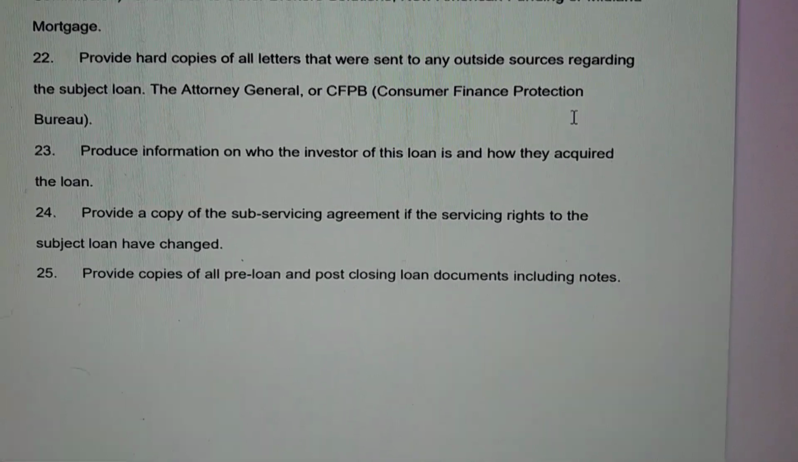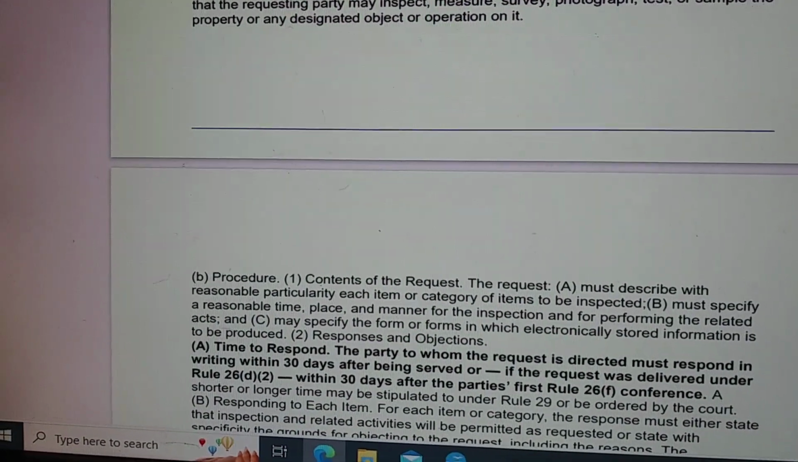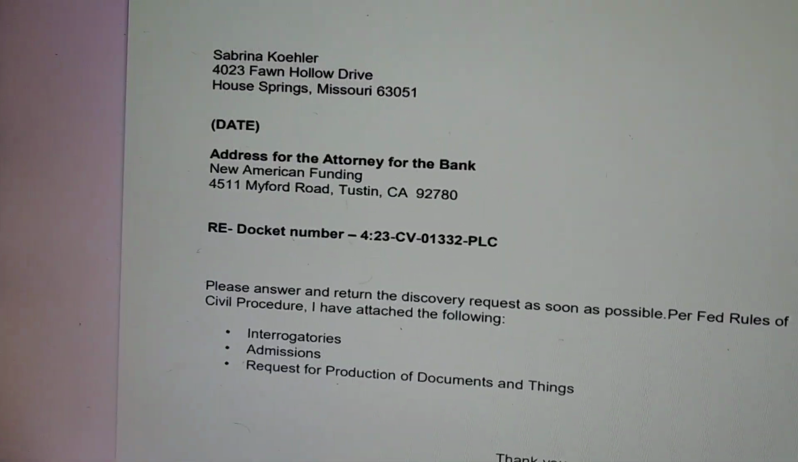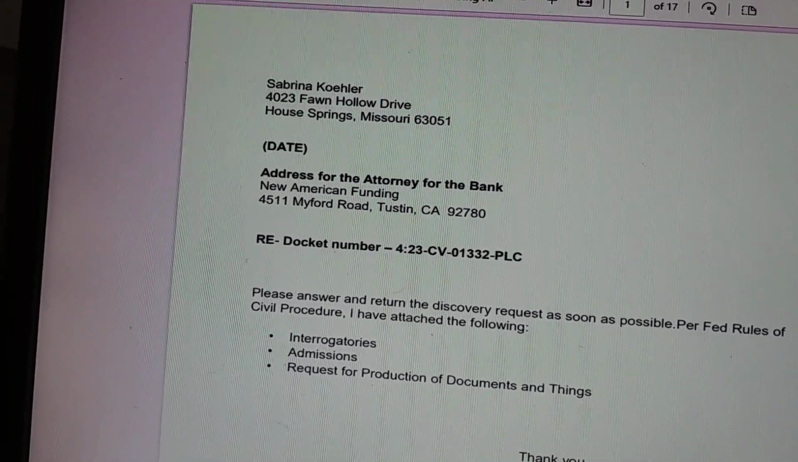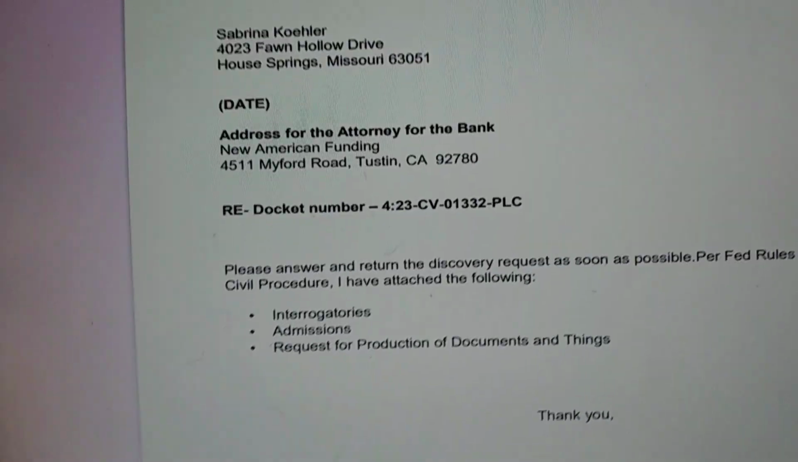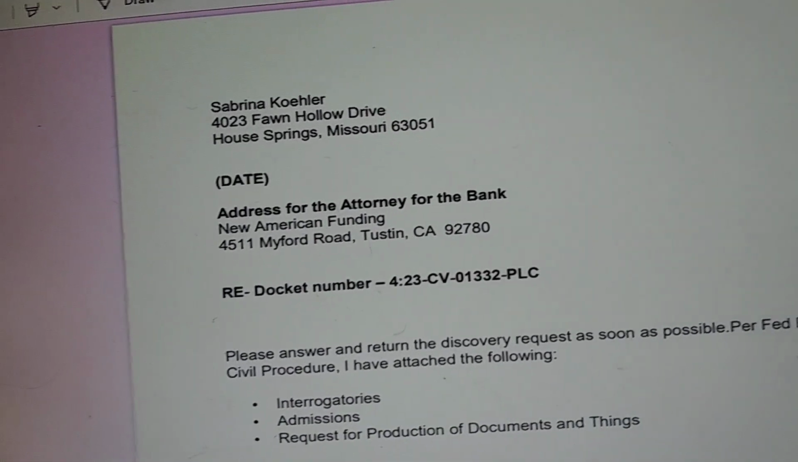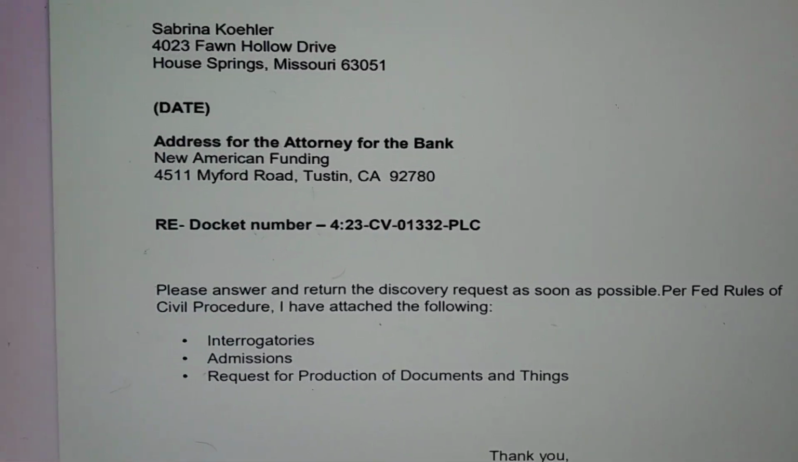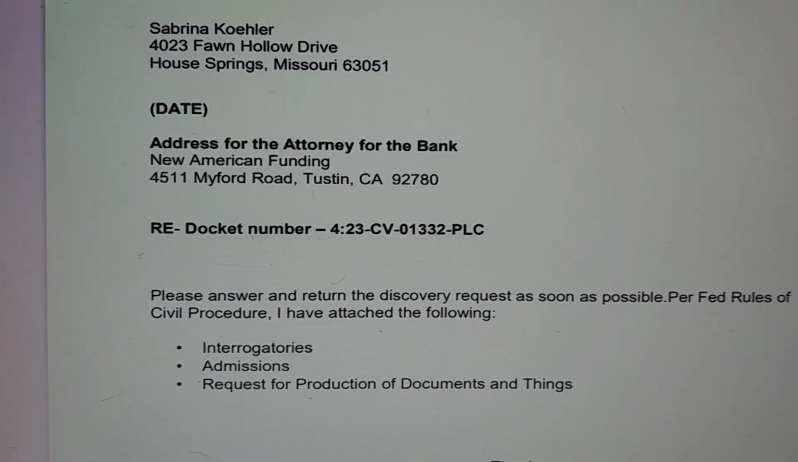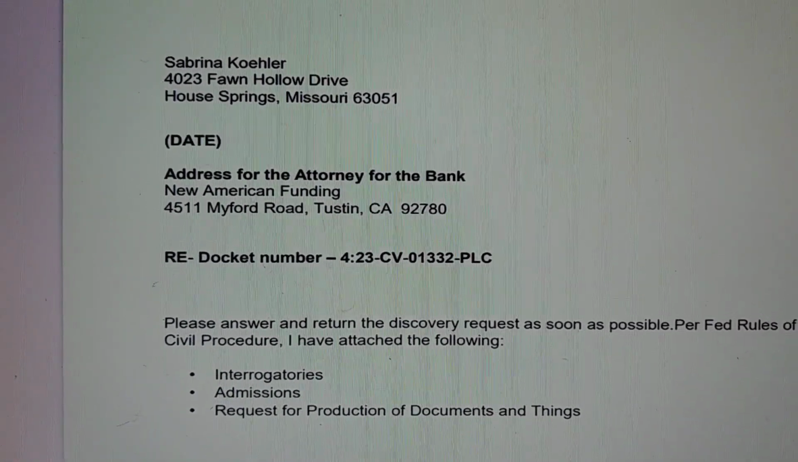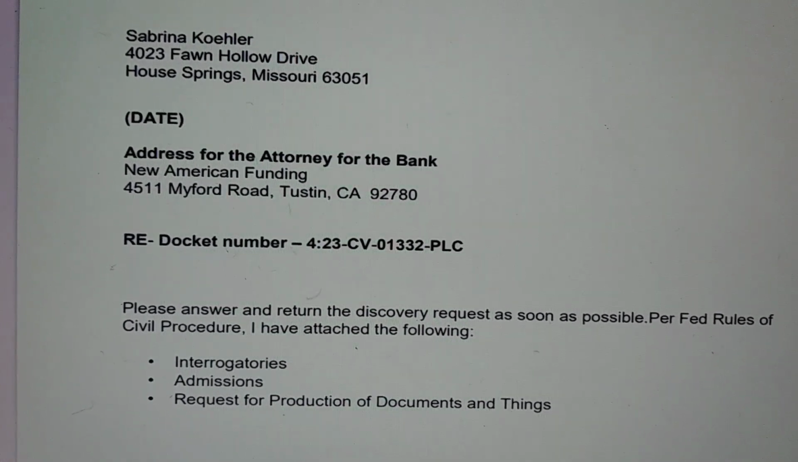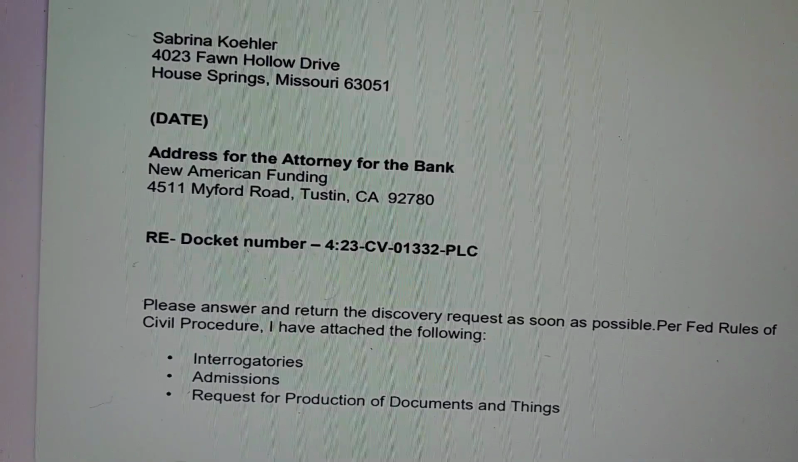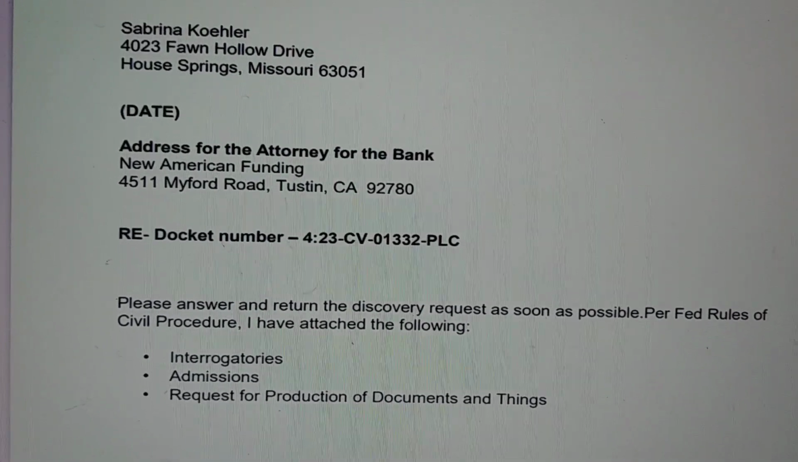Okay, so that concludes the discovery request that she's going to be sending to the other side. It doesn't get filed with the court. It goes to the other side. Remember, you don't file it with the court. You send it certified mail to the attorney that's handling the case for the bank. They have 30 days to respond, or 60 days. If you haven't had a settlement conference scheduled, you don't want to file a motion to compel discovery until they've had enough time to respond to your request, just so you know.